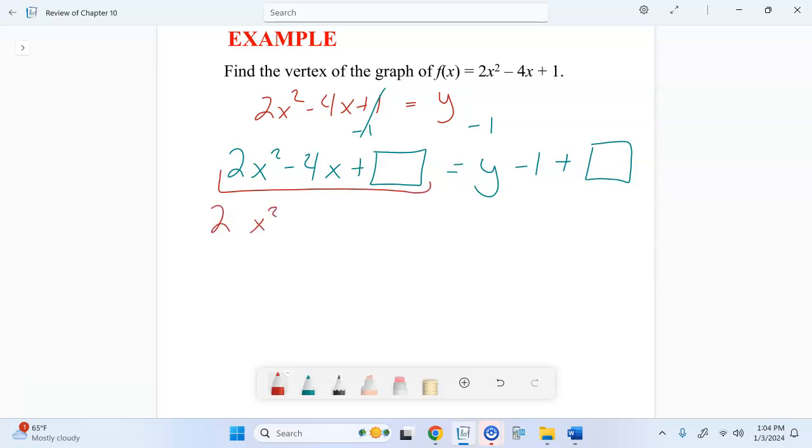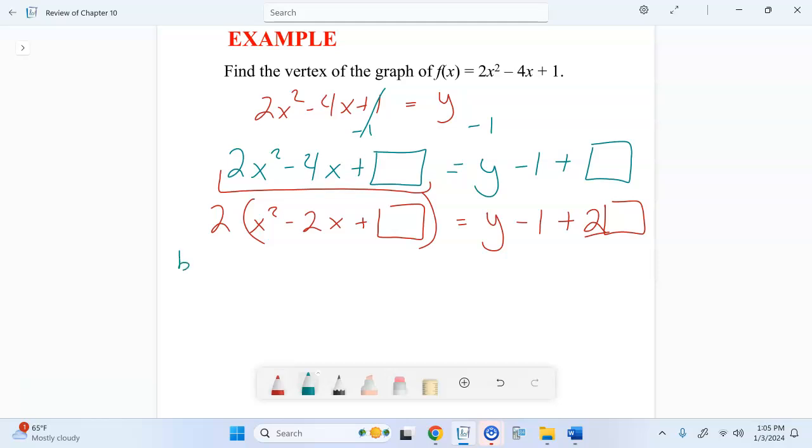So, yes, we're dividing, but we don't want to get rid of the 2. So we're going to factor out the 2, divide each term by 2. Well, since I can't really divide that term by 2, in order to keep it balanced, we need to multiply the box on the right by 2. The box on the right will be multiplied by 2 so that the equation is going to stay balanced on both sides. Then we can go and figure out what's going to be in this box.